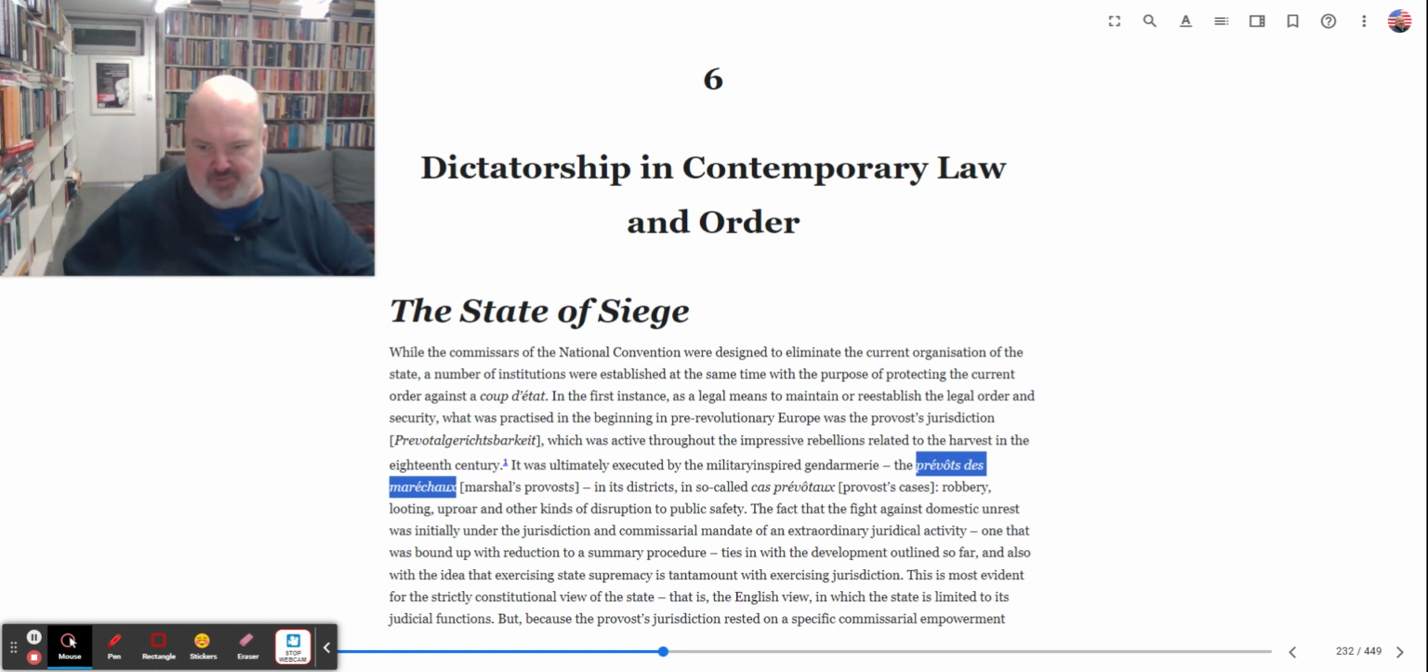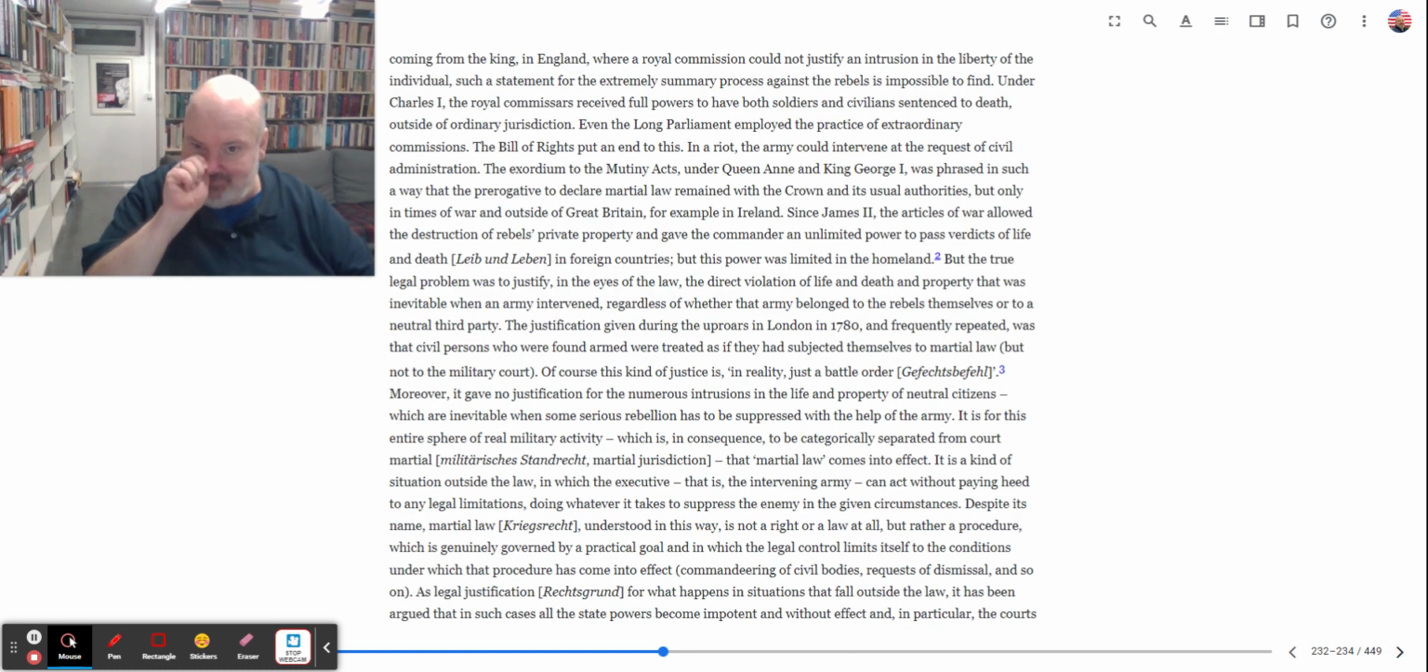This is most evident for the strictly constitutional view of the state, that is, the English view, in which the state is limited to its judicial functions. So therefore this is very limited. But because the provost's jurisdiction rested on a specific commissarial empowerment coming from the king, in England, where a royal commission could not justify an intrusion on the liberties of the individual, such a statement for the extreme summary process against rebels is impossible to find.